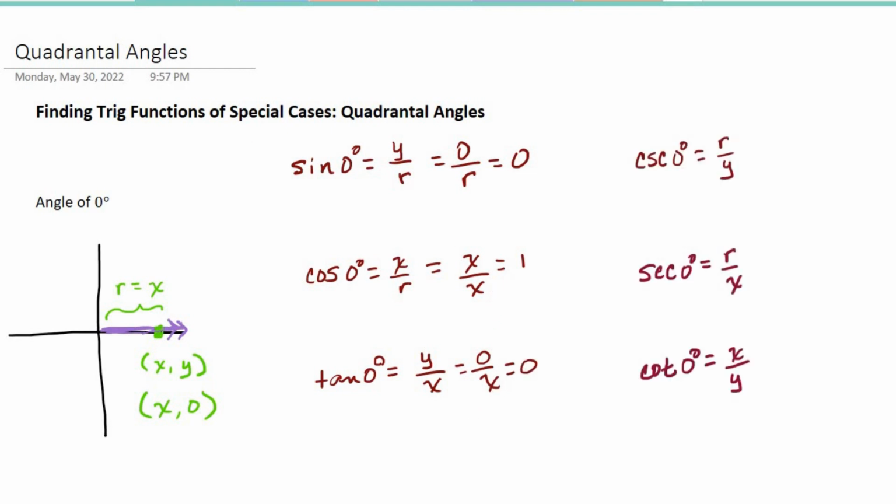Now for my next three trig functions, I go back to my circular definitions. This would be 1 over 0, and that is undefined. For secant, again, I could use the definition r over x, or I could just take the reciprocal of 1. 1 over 1 is just 1. And cotangent would be x over 0, which is undefined.